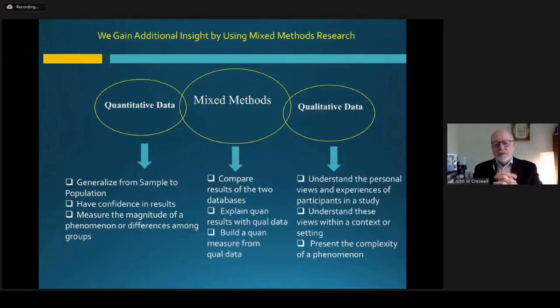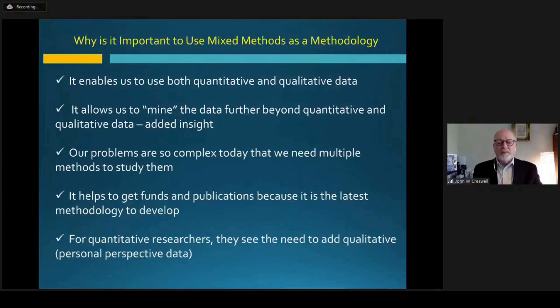When we bring in mixed methods, it links these two, and it gives us more insight than what we learned quantitatively or qualitatively. And that, I think, that integration and being able to draw that insight from the integration of the two databases is really a major advantage of doing mixed methods research.